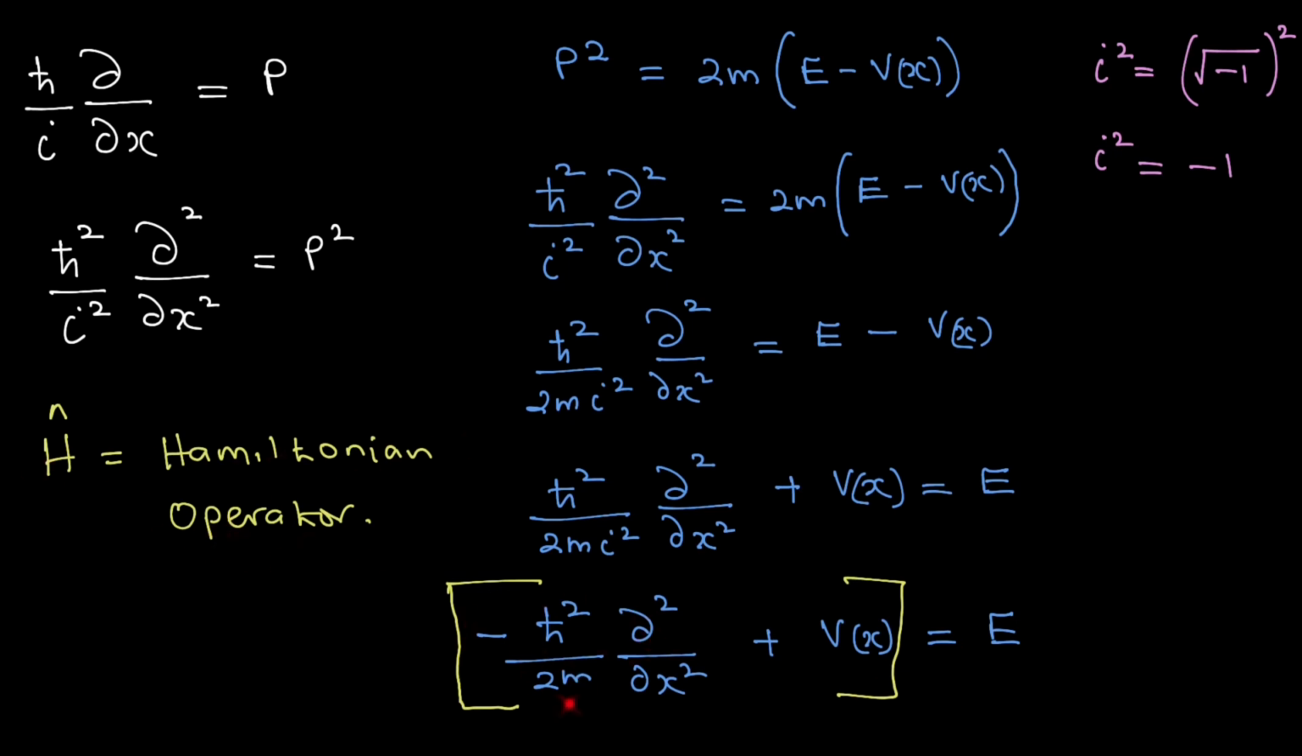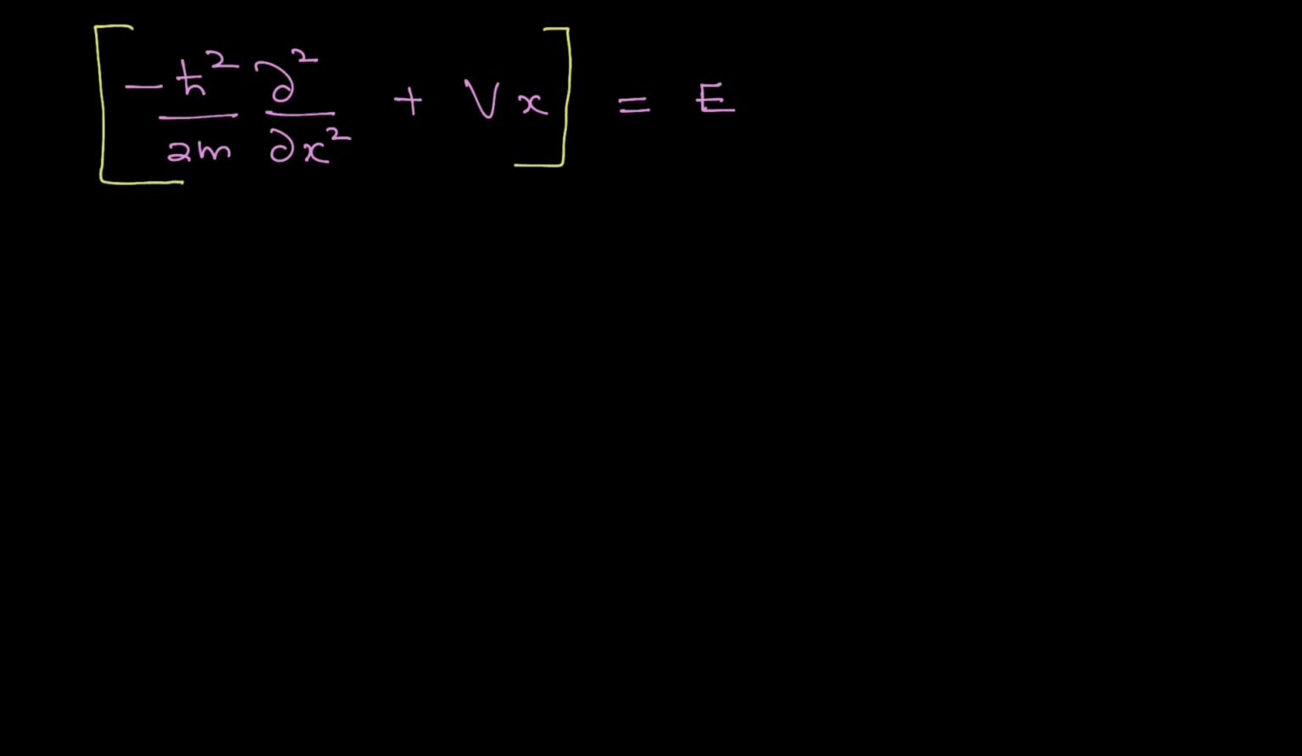So that would be the kinetic energy operator. Now if I write the Hamiltonian operator, minus h bar squared over 2m second order partial derivative with respect to x plus V(x) is equal to E. Now I'm going to put a square bracket there, that's the Hamiltonian operator, and I'm going to multiply that by a wave function psi, and I'll multiply the other side by psi.